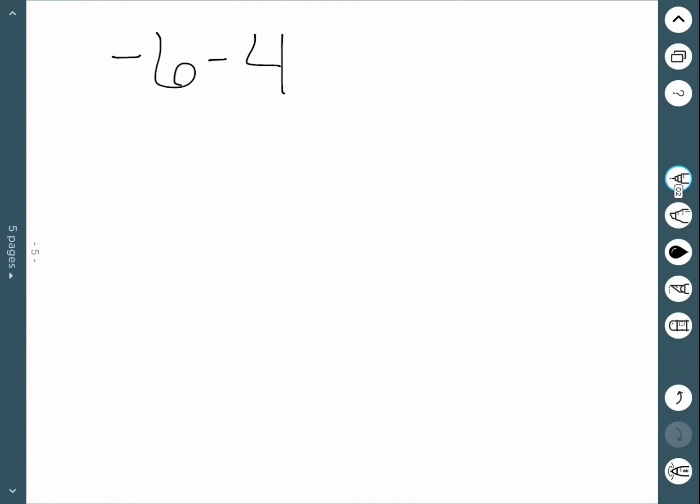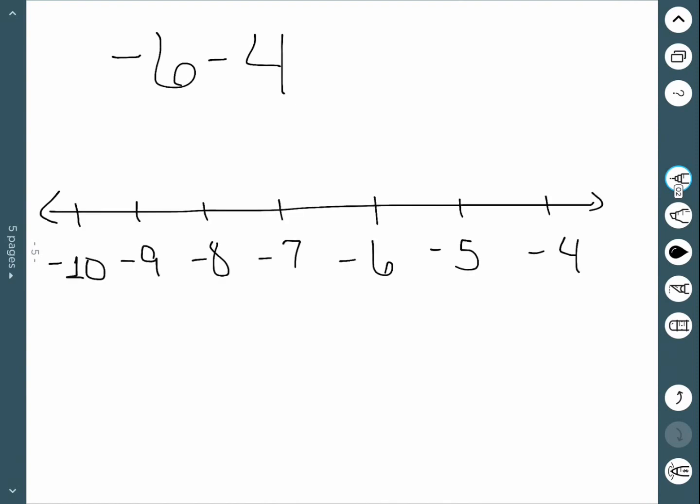If we go back to thinking of our number line, we know we start at the first number, which is negative 6, and then we're going to move left by 4. So 1, 2, 3, and then 4. So we get negative 10.